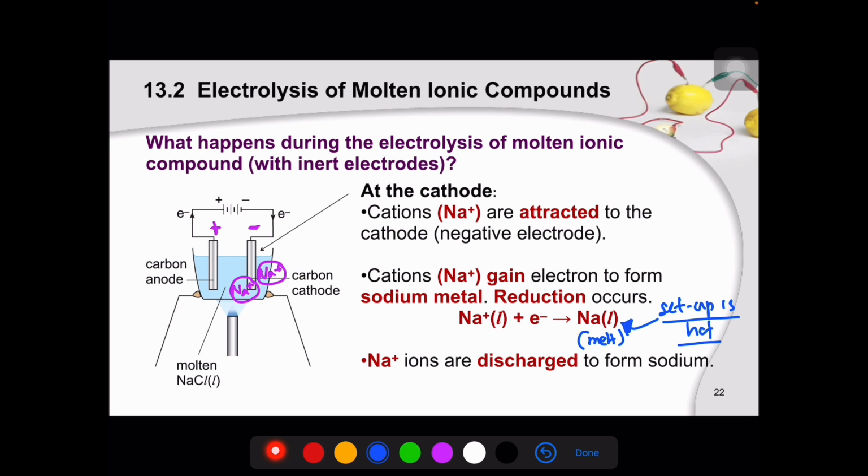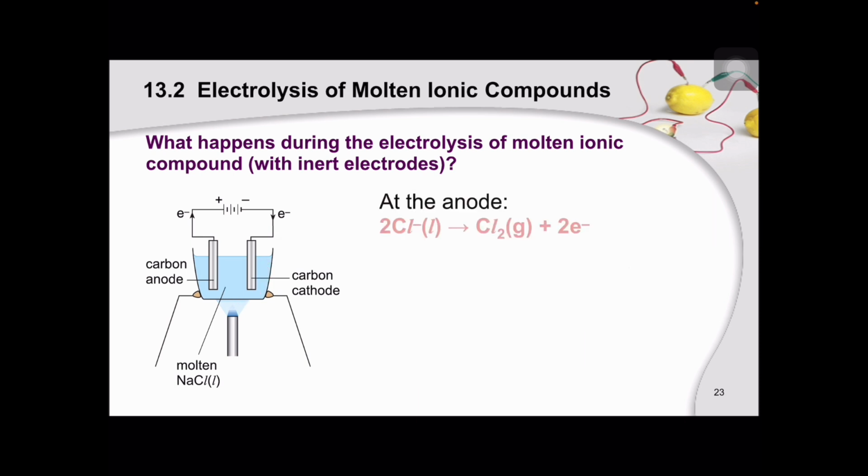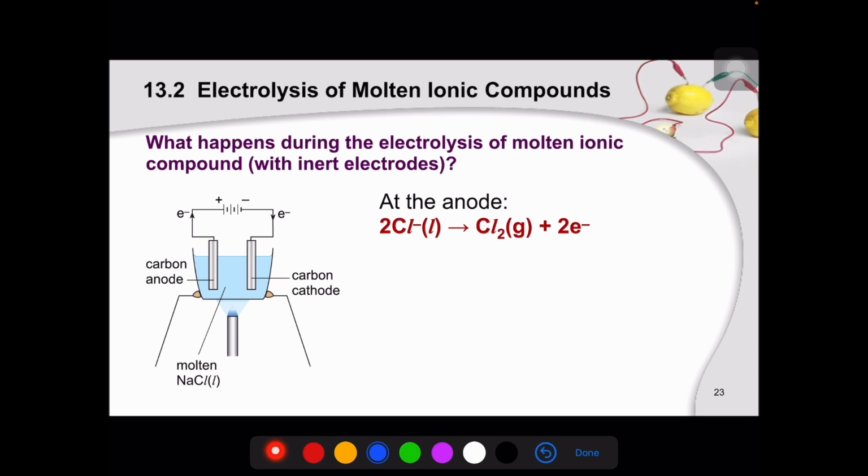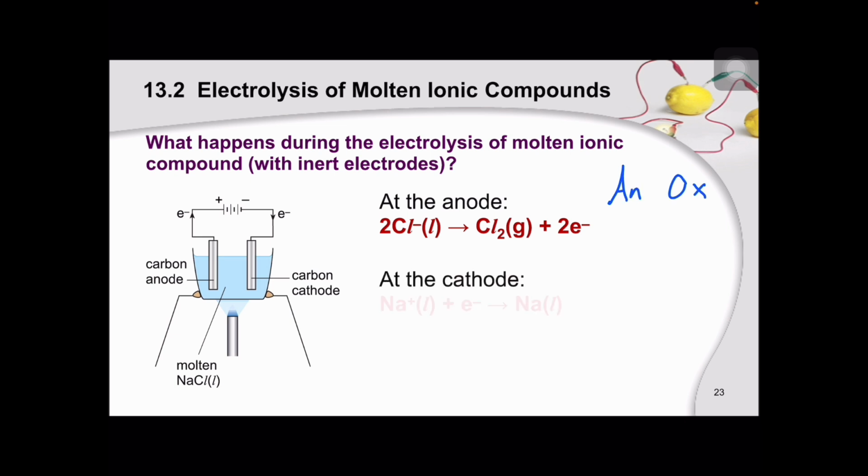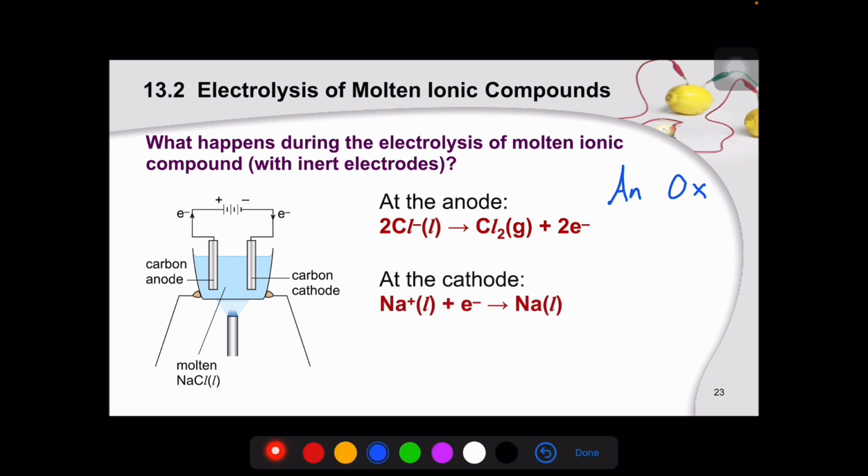Okay, so in summary, when we bring both together, what it means is that at the anode, actually there's a reaction that's shown over here, whereby the chloride ions are being oxidized to form chlorine. Okay, remember that OIL. And then at the cathode, you actually have a reduction whereby the sodium ion is being reduced to form sodium metal, right? That's your reduction at the cathode.